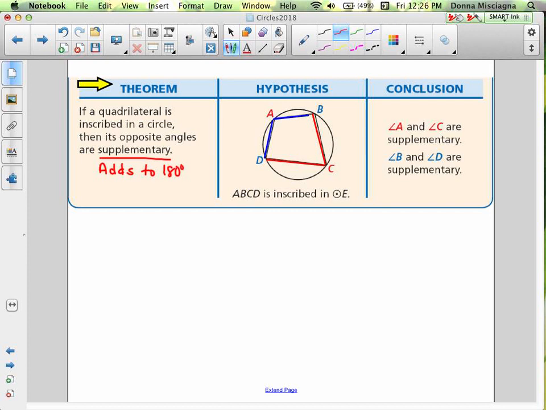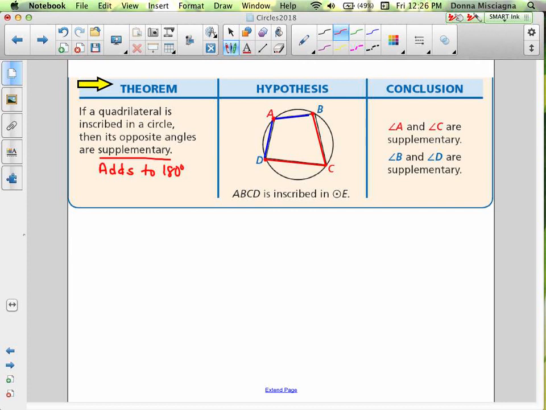All right, so ABCD is inscribed in circle E. So that means that it has its vertices, oh, I'm a little off here. Its vertices are on the circle. All right, so it's an inscribed polygon.